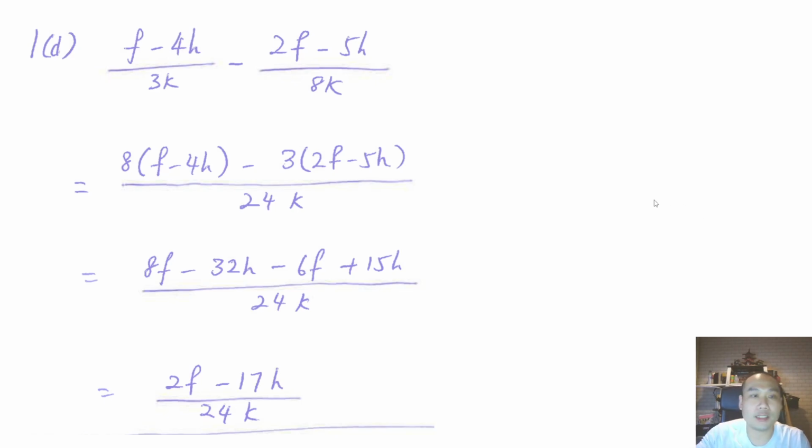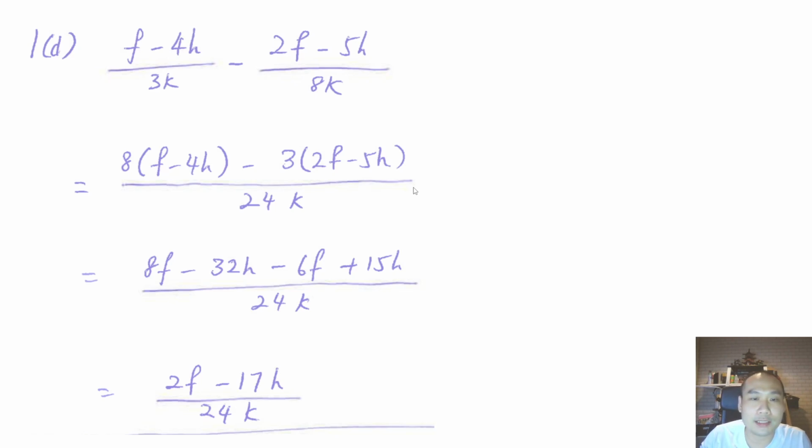So in this case, the first term, we have the denominator 3k. Second term, we have the denominator 8k. So to make them common, I can actually make both of them 24k. How do I do that? I multiply 8 to both the numerator and the denominator of the first term, and multiply by 3 to both the numerator and the denominator of the second term. And that's how I get the second line of my solution.